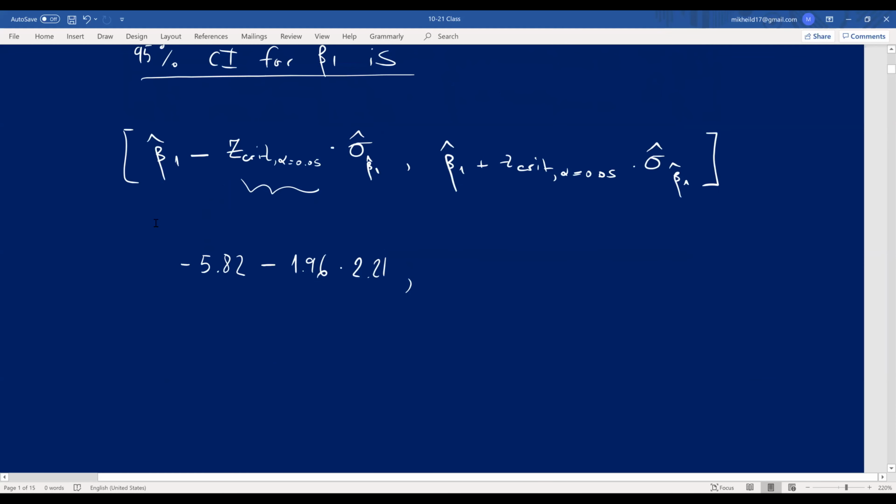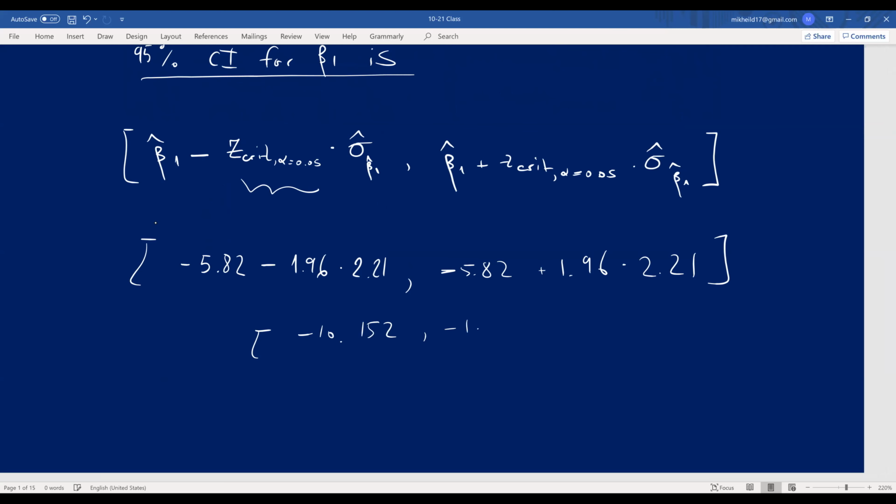Okay, so then the other number will be 5.82 plus 1.96 times 2.21, and then you'll get a number that will be your answer. That's minus 10.5 minus 1.5884.